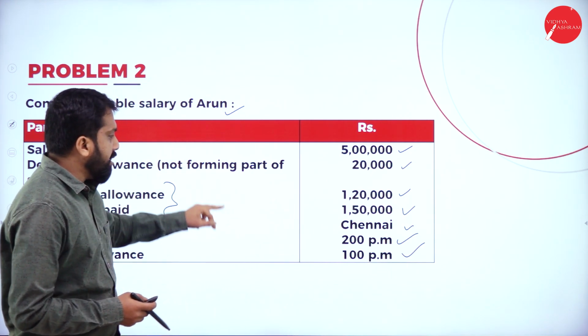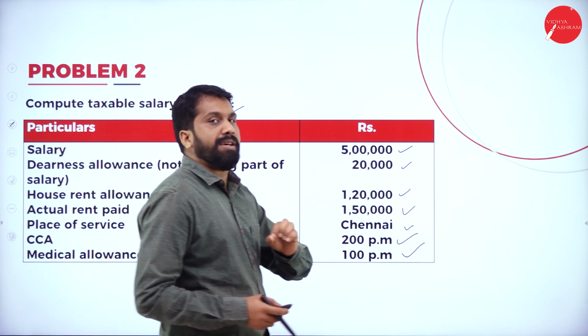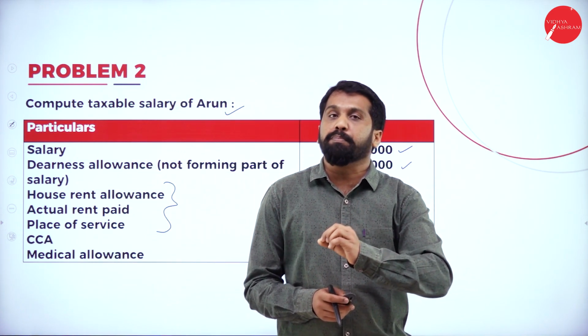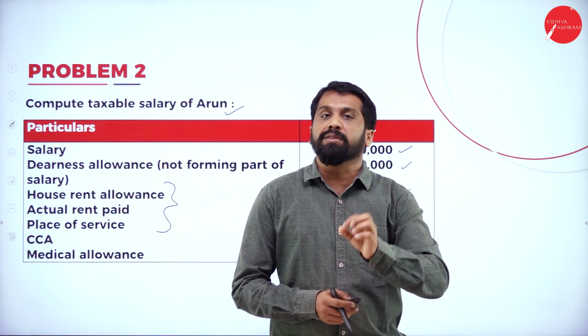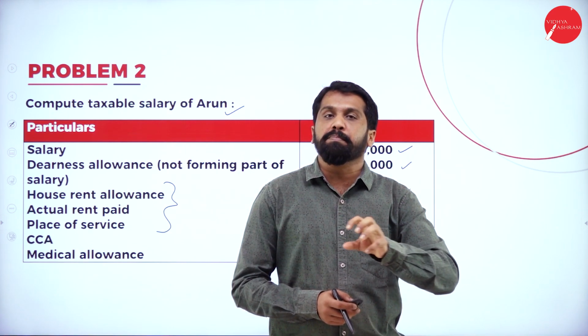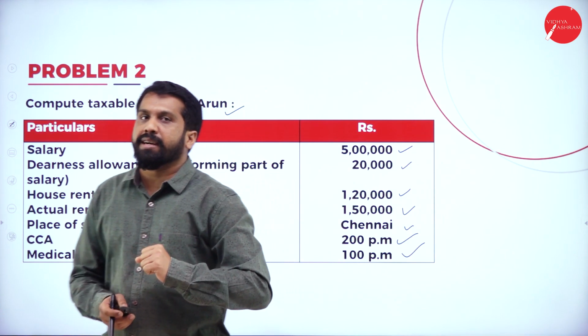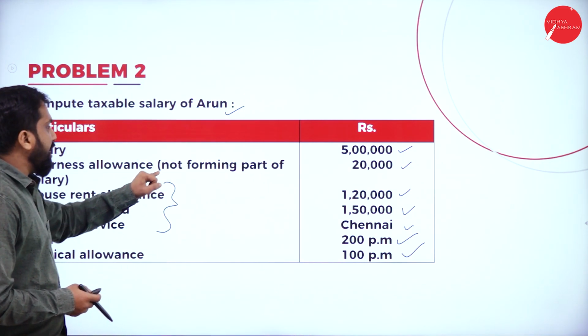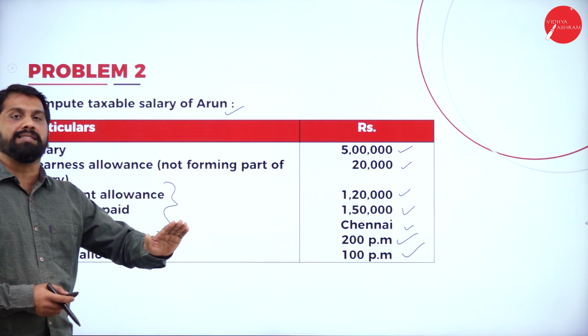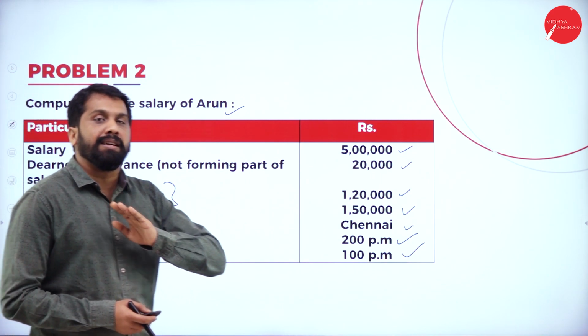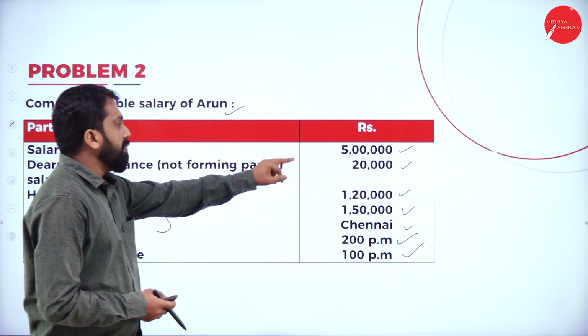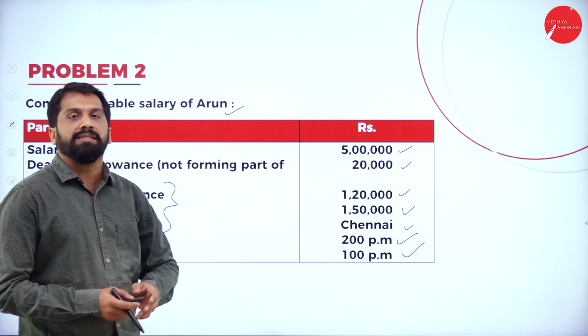Then commission here is not given. If commission is given, they will give you something approved, like a certain percentage on a sales basis. They will give you clearly, then only we will consider. If any extra adjustment is not there, we will not consider DA, we will not consider commission. In this problem, we will take 5 lakh itself as your salary.